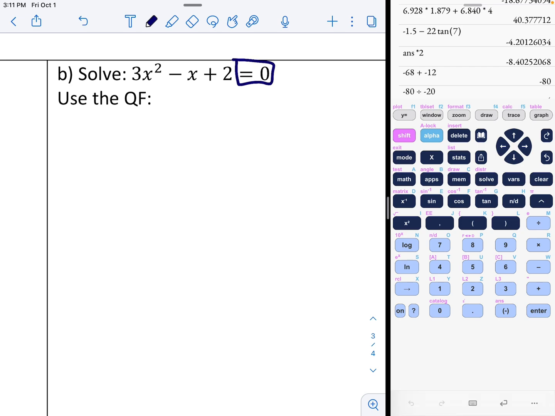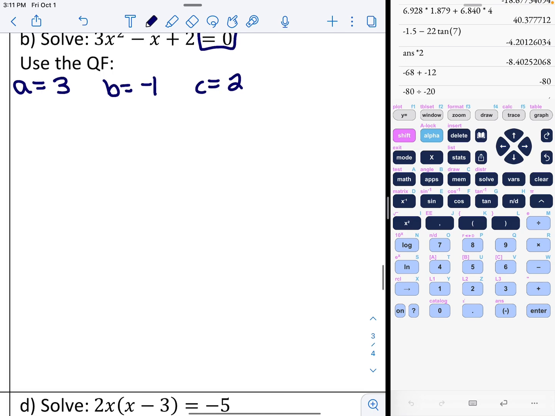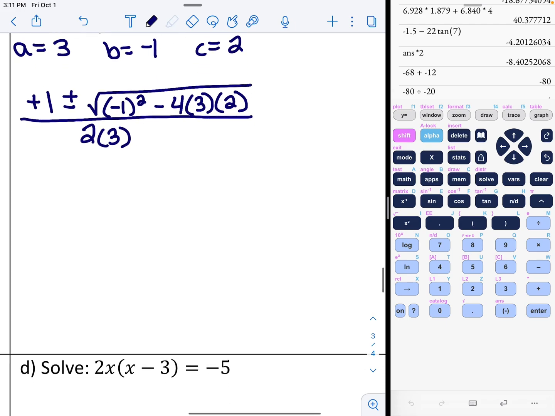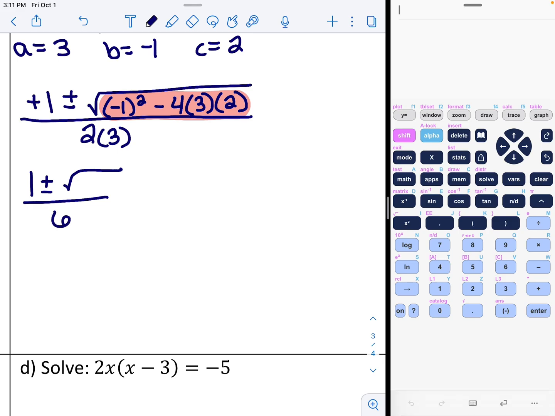So step one with the quadratic formula, set it equal to 0. A is 3, B is -1, C is 2. And may I encourage you to pause the video and try this on your own. Opposite B, or negative B, plus or minus the square root of B squared minus 4AC, all over 2A. We're going to put this part in our calculator without the square root. And I know 2 times 3 is 6. Watch my calculator. Notice I do not put the square root button.